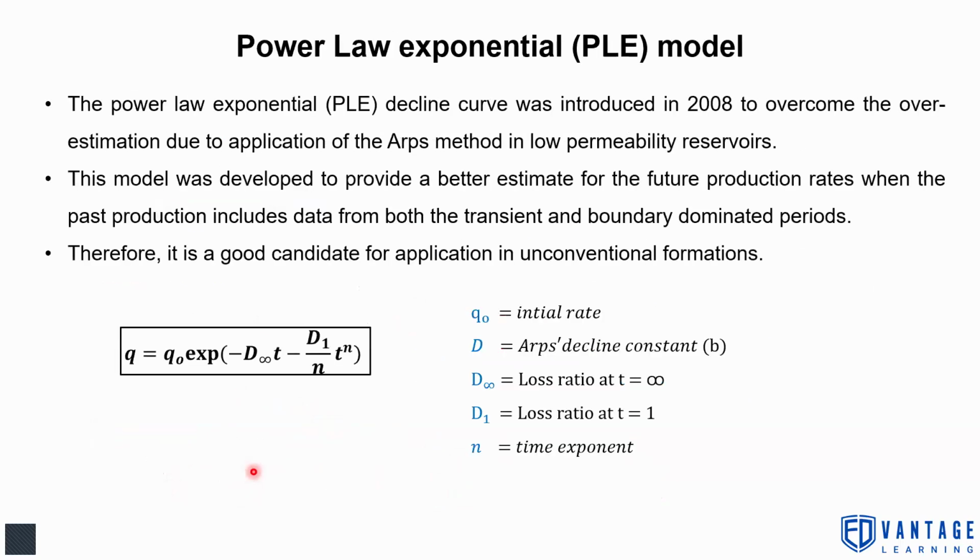Next is the PLE model, or power law exponential model, which was introduced in 2008 to overcome the overestimation due to application of the Arps method in low permeability reservoirs. This model was developed to provide a better estimate for future production rates when the past production includes data from both the transient and boundary dominated periods.